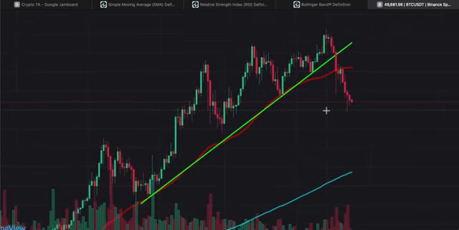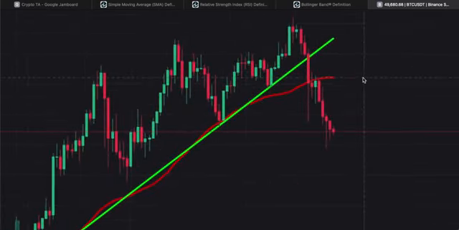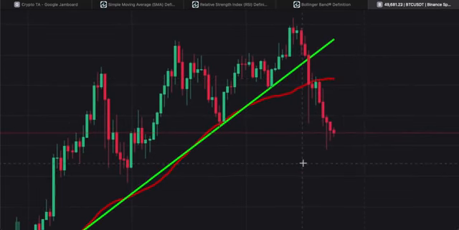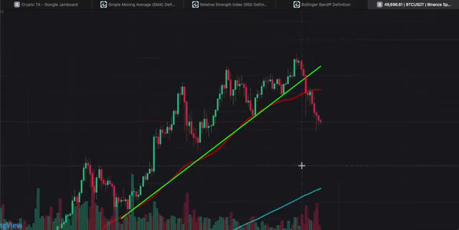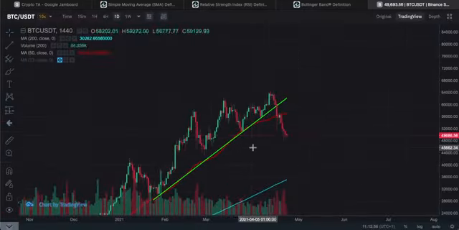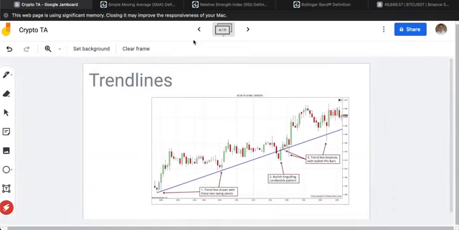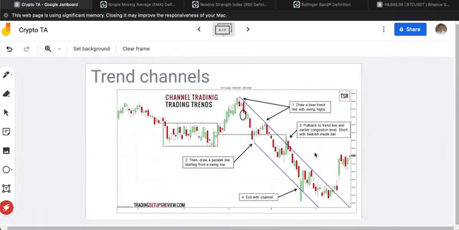But you can see when this happens and the price moves through a trend line, then you're going to have to look for other levels of support and resistance to try and find out where the price is going to go next. We will get onto that later. Trend lines aren't really that useful overall. You may want to draw a trend channel, as you can see here.